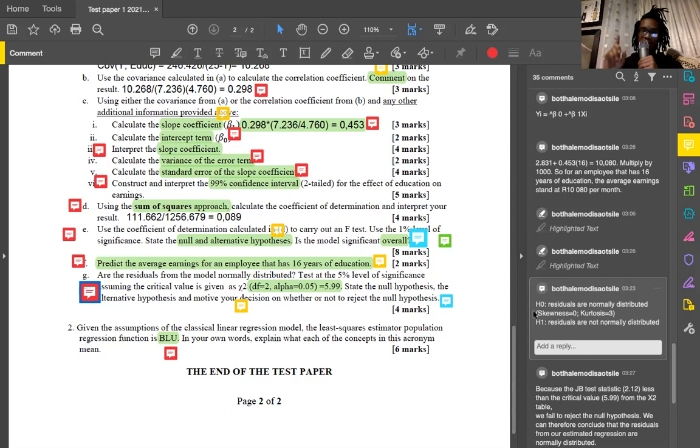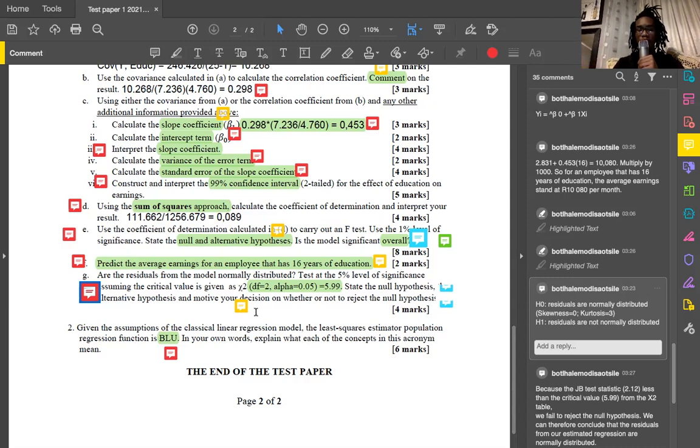Basically, if your residuals are normally distributed, you state that your null hypothesis is as follows: skewness is equal to 0. You don't have to write this down, but you have to know. You just have to know this. Skewness is equal to 0, and then kurtosis is equal to 3. And then that would be the opposite if residuals are not normally distributed.